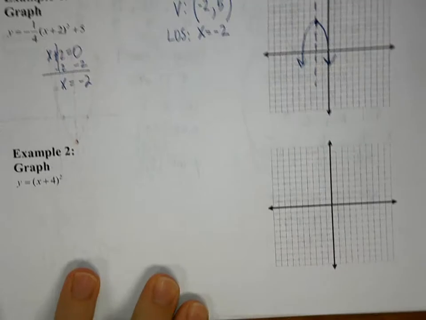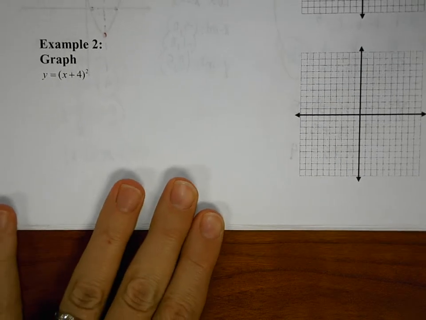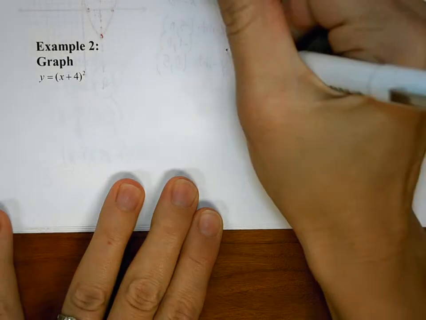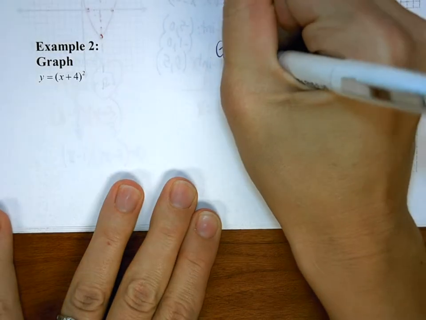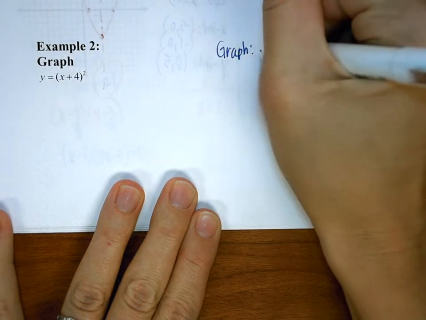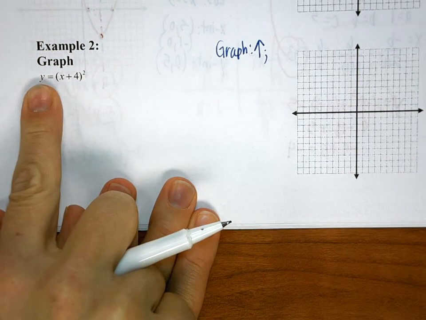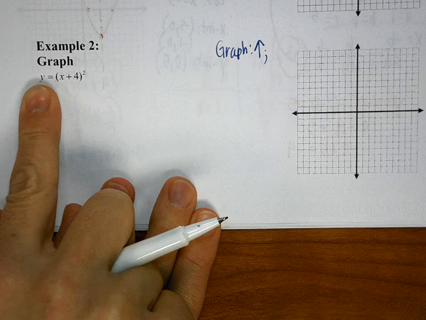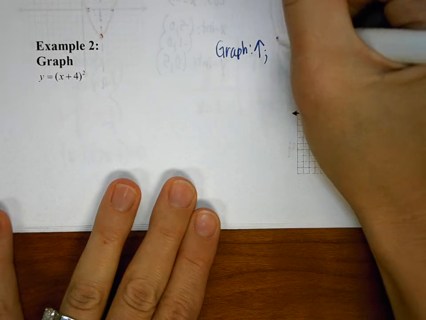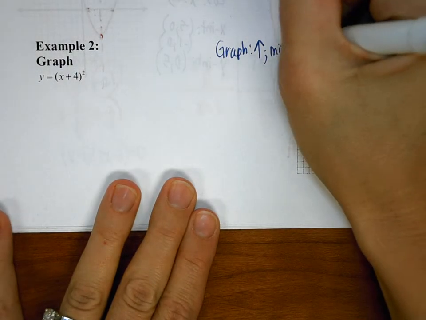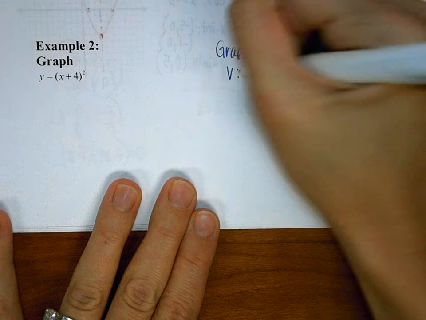Okay, example 2. So we're going to do the same type of thing here. Let's start. What is our graph? Is it going up or down? How do you know it's going up? Positive. Do you see any negative numbers here in front? No. Okay, so is it max or min? Min. Very good.